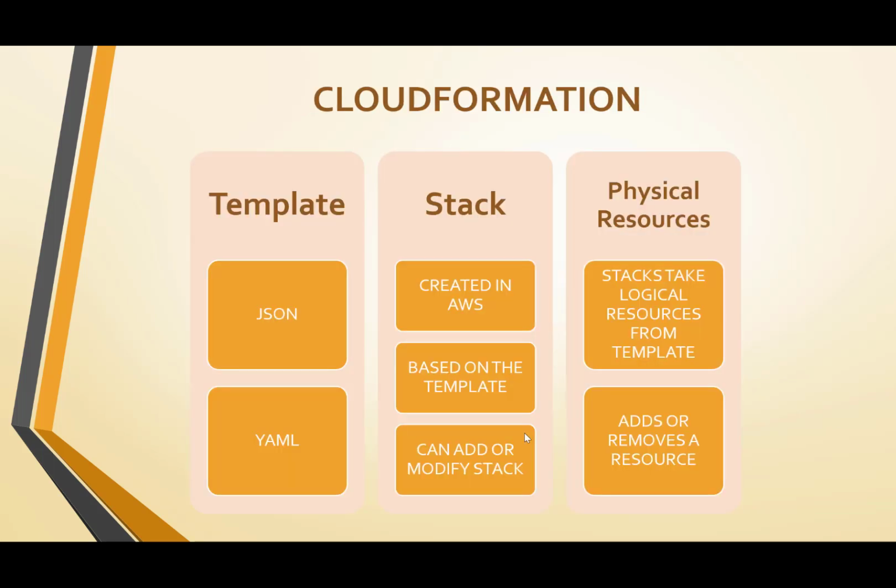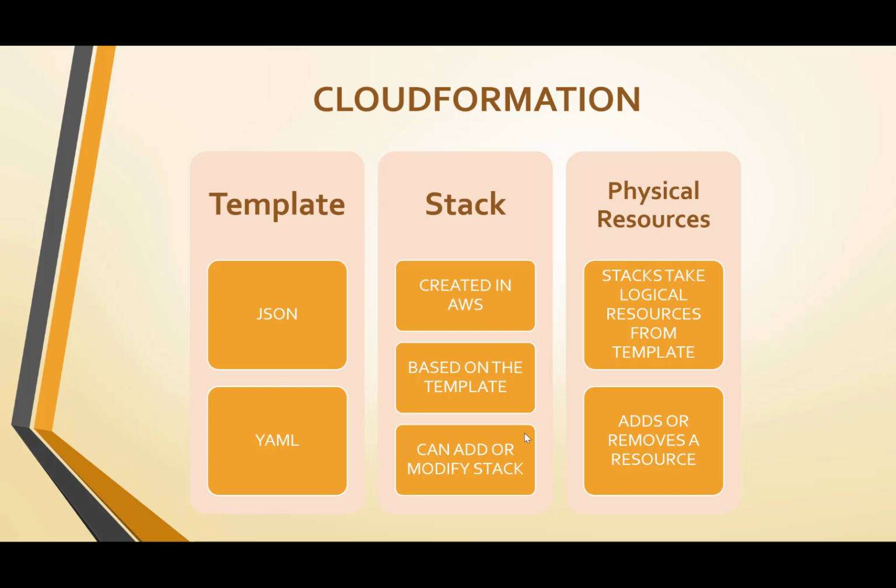CloudFormation primarily has three basic ingredients. The first one is the template, which we have already discussed. A template is where we define all the resources, or exactly what we really want to do with CloudFormation. So the template comes in JSON or YAML format. The template is then used by AWS to create a stack.